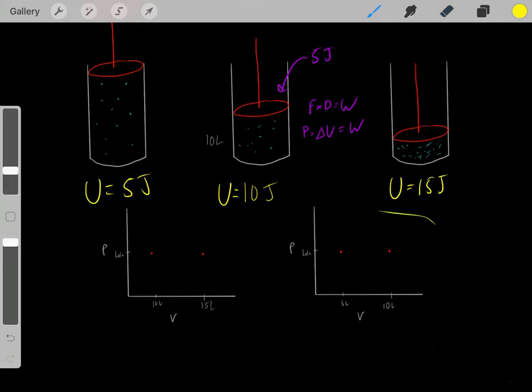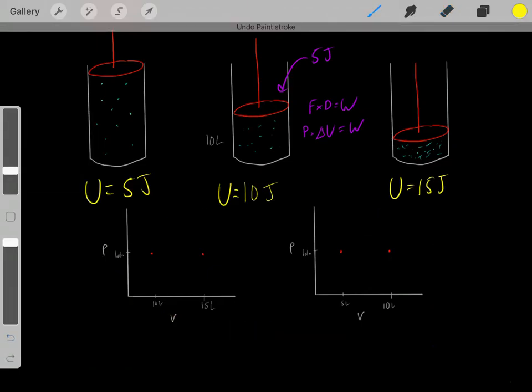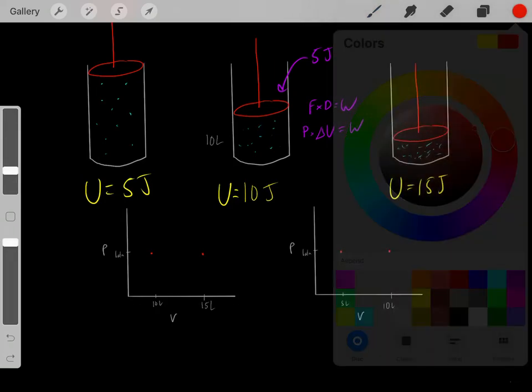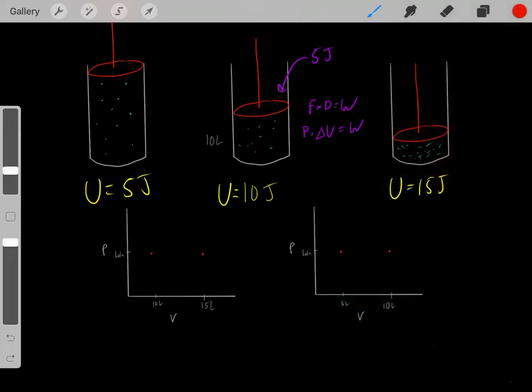But now let's talk about these PV diagrams. So these are common diagrams you'll see in physics and chemistry classes. So let's draw a PV diagram that represents this situation, where we did work on the gas. Well, in these PV diagrams, this axis represents the pressure, and this axis represents the volume.